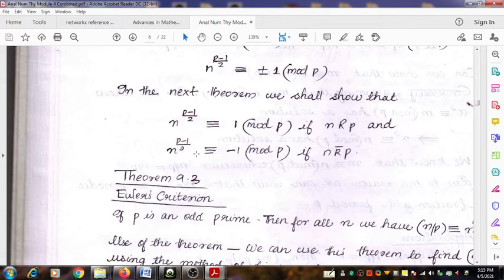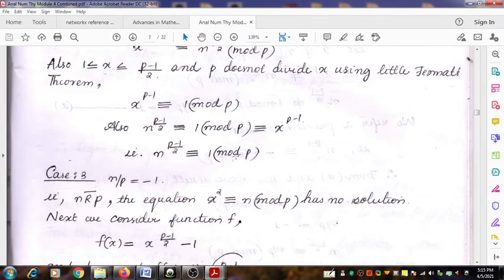If you want to correct that non-congruence to a congruence relation, then you have to rewrite it as equal to minus 1, because the only two possible congruences for n raised to (p minus 1)/2 are these. The first value belongs to case 2, and the second belongs to the third case. In the third case, thus, n raised to (p minus 1)/2 is congruent to minus 1 mod p. Thus we can conclude our result.